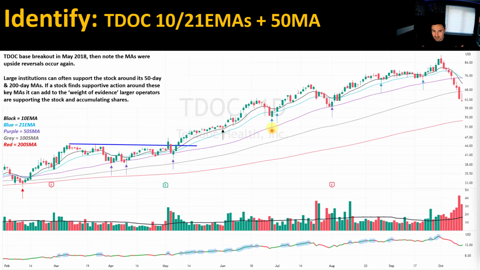And then we go down. We have an upside reversal and another one around the 21 EMA. We pull down to the 50, upside reversal. 21 EMA, bearish change of character.